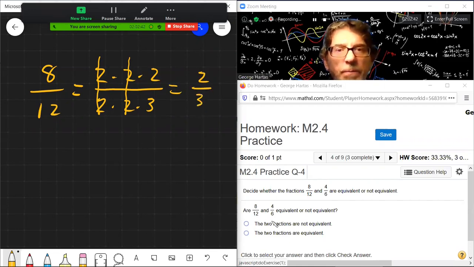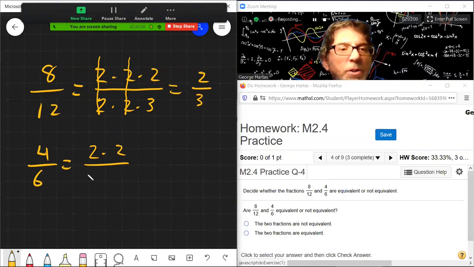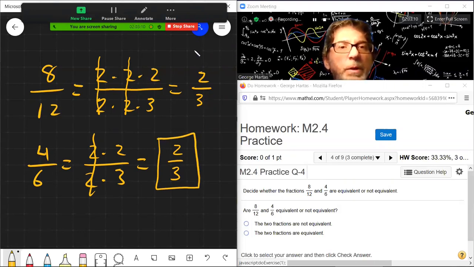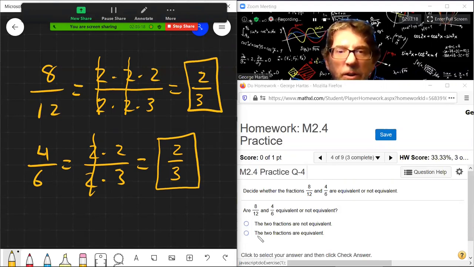All right, so here we don't have to type in the fractions. It just simply wants to know, are they equivalent or not? So let's keep going, right? So 4/6. 4 is the same as 2 times 2. 6 is the same as 2 times 3. 2/2 cancels, and we have 2/3. Oh, wait. They're both the same number. They are equivalent fractions. Look at that. It's crazy.